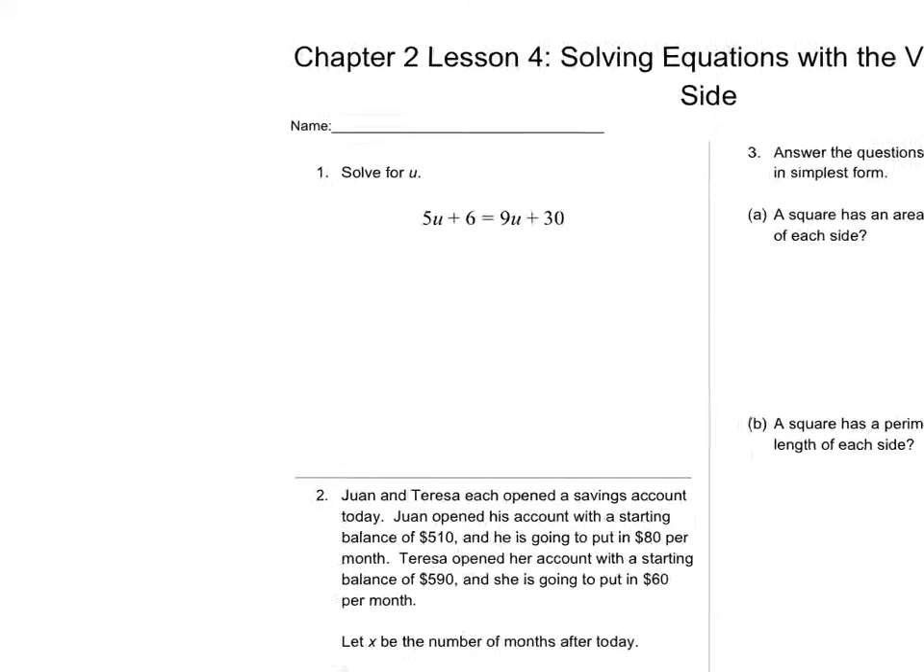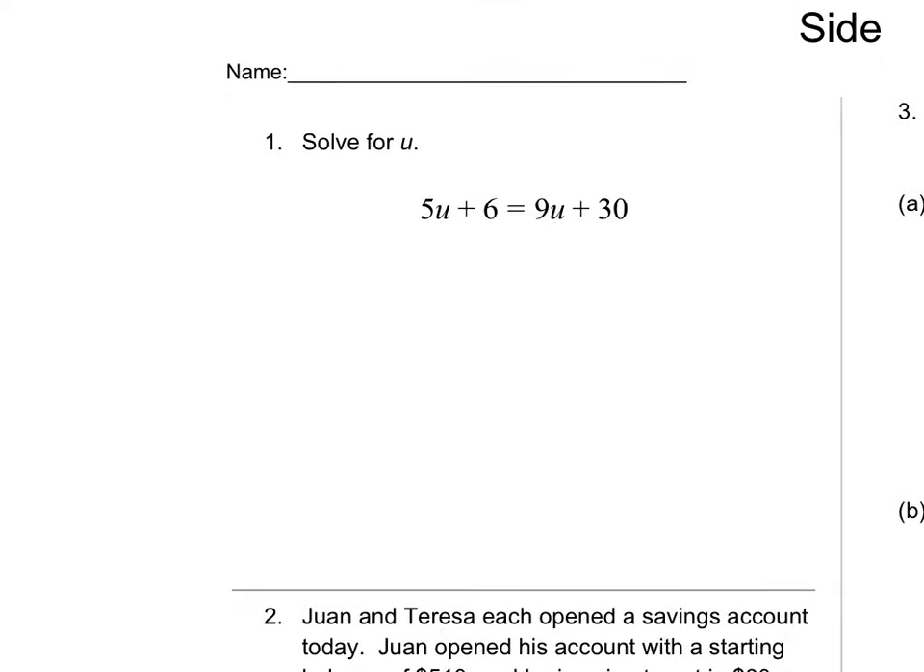Chapter 2, Lesson 4, Solving Equations with a Variable on Each Side, Worked Examples. I want to work through a few examples for you so that you'll be ready to get your homework done this evening. First off, we're going to solve for u.